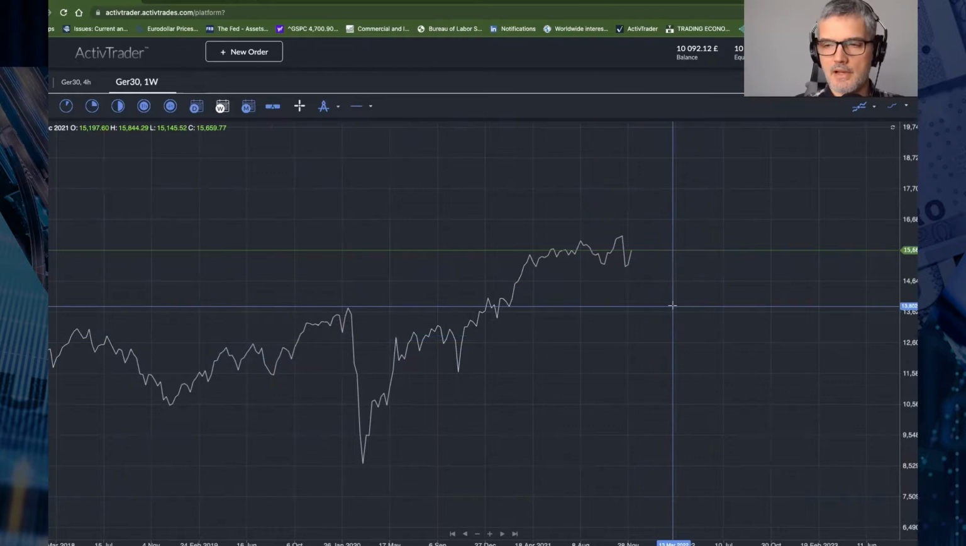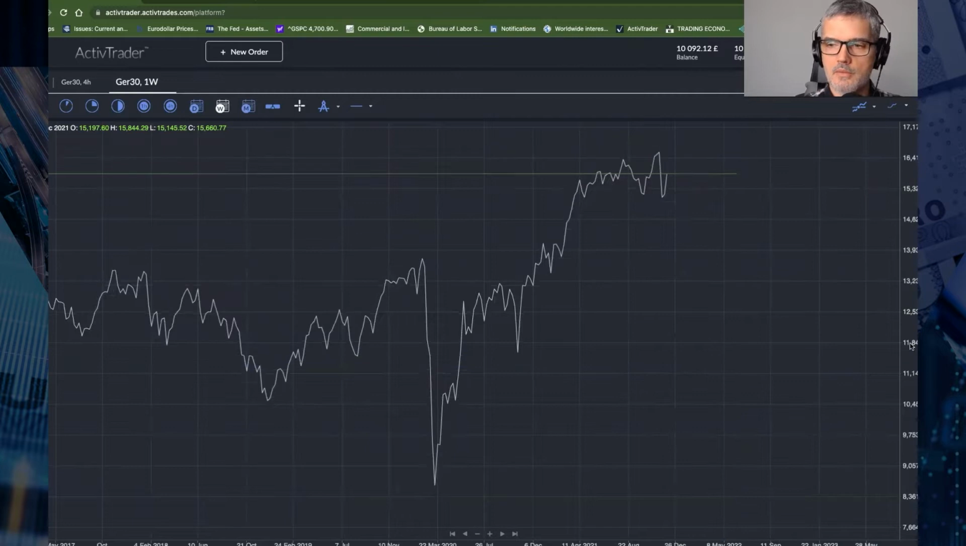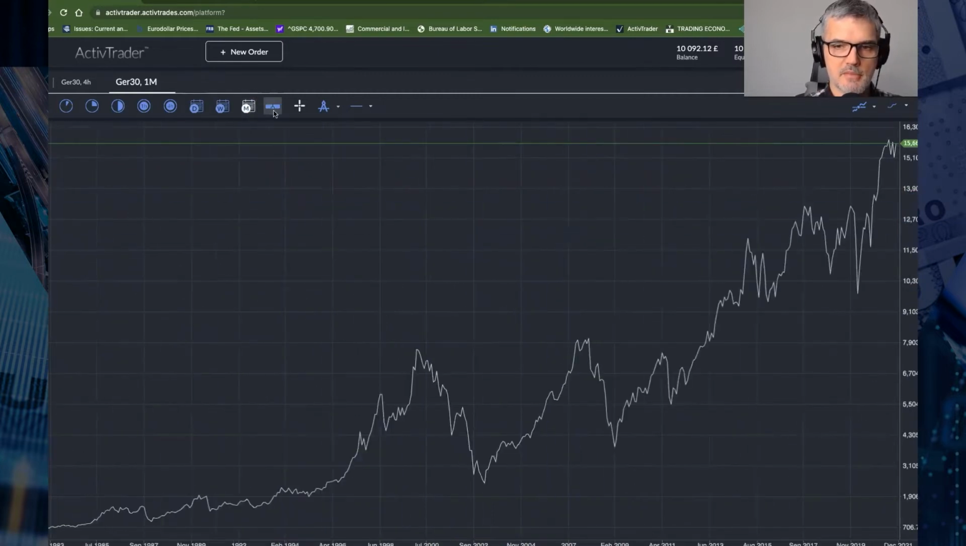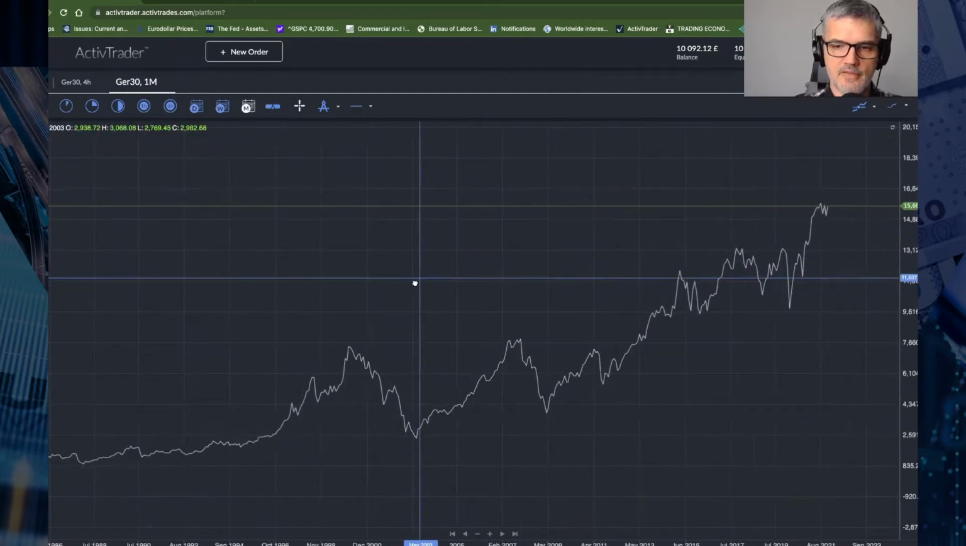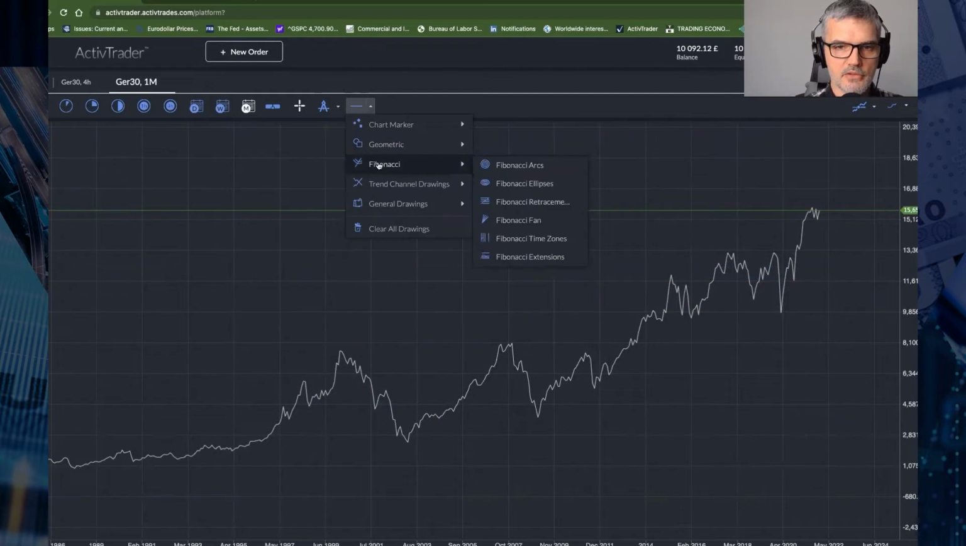And that's where the Fibonacci can come in as a useful tool to work out where prices might go. So if I just go back to the monthly and demonstrate what a Fibonacci retracement and extension looks like. There are other tools within the suite of Fibonacci tools, but I don't use the arcs or ellipses or fans or zones. I just keep everything simple, keep it retracements and extensions.